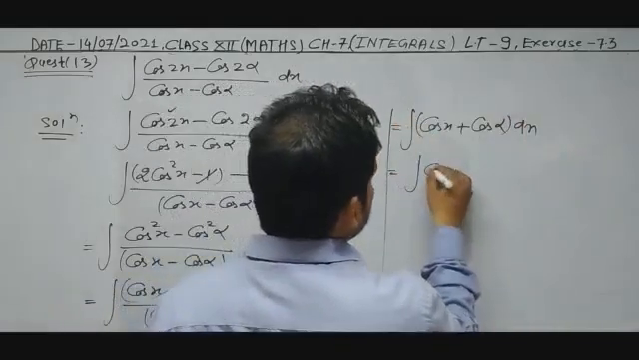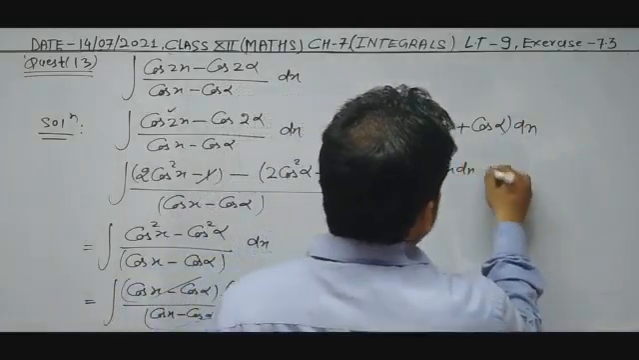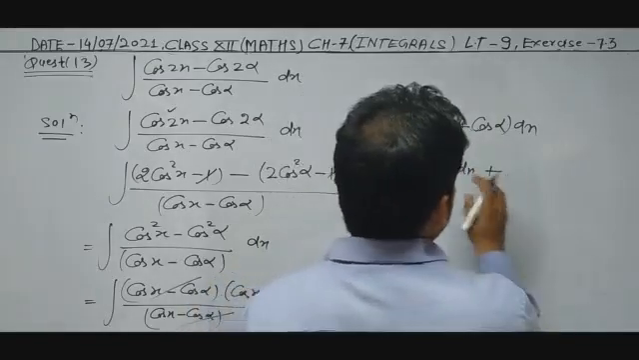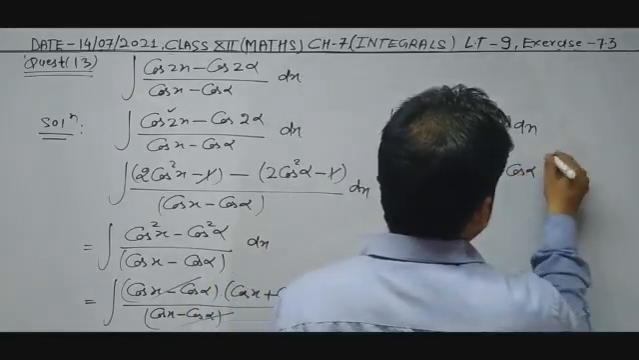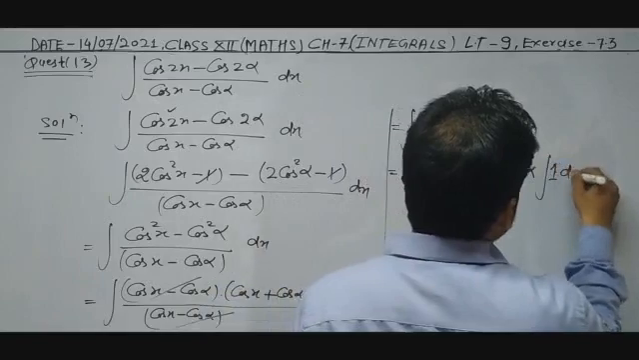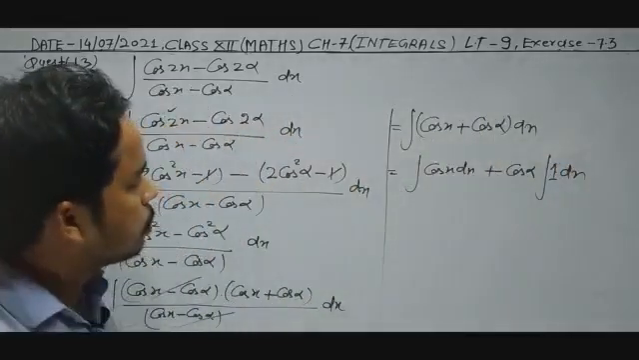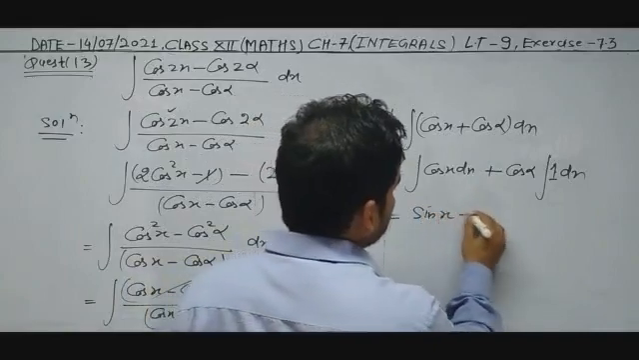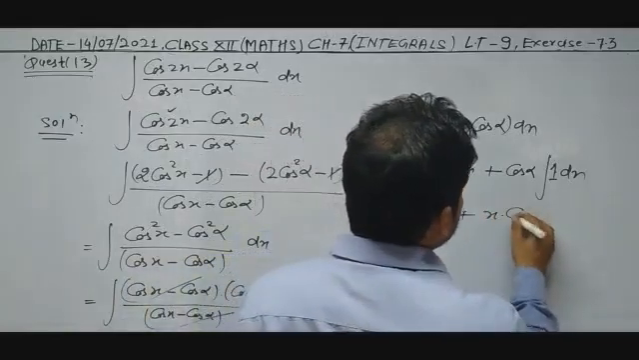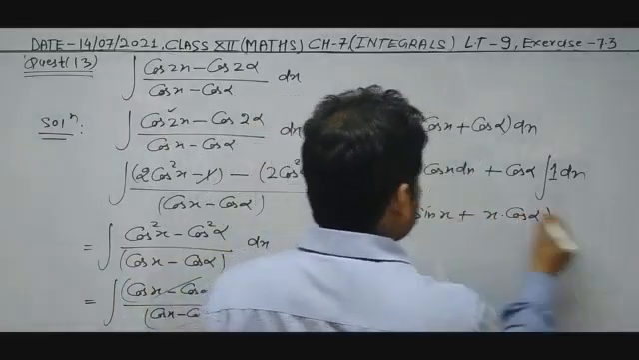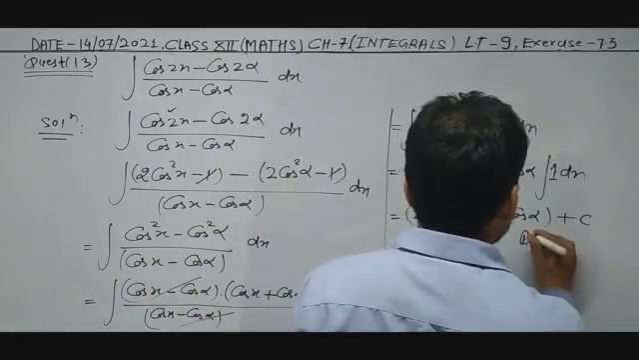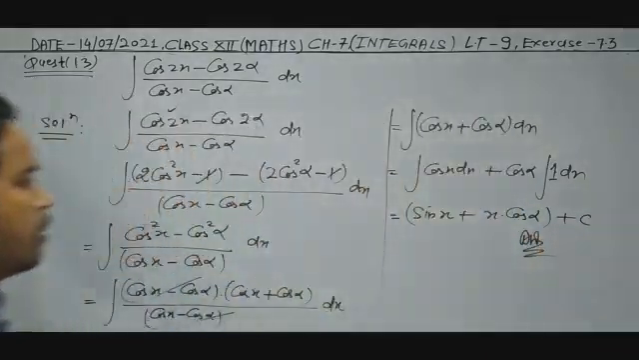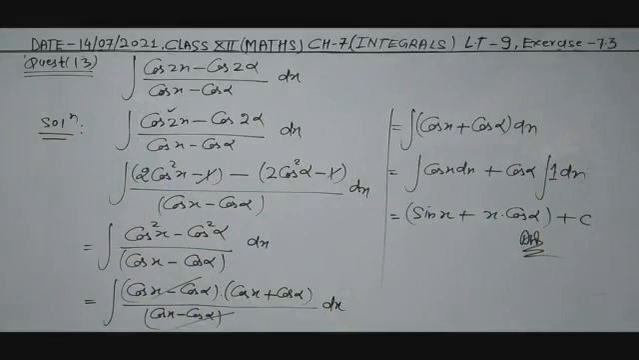Now integration over cos x dx, and cos alpha, alpha is a constant, so cos alpha will go outside the integration, that will be 1 dx. So integration of cos x is sin x, and 1 dx is x, now plus c. So this will be the answer, C.